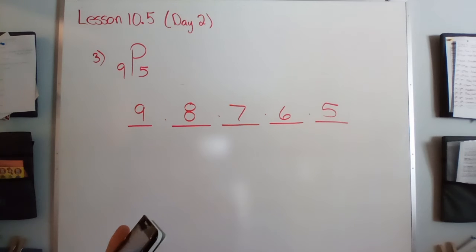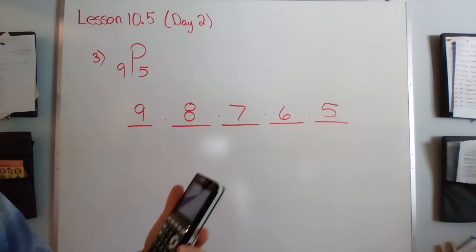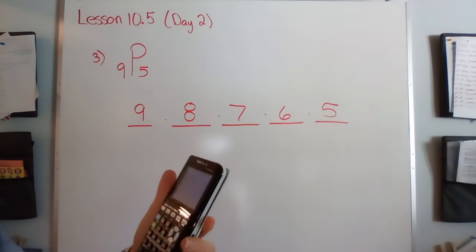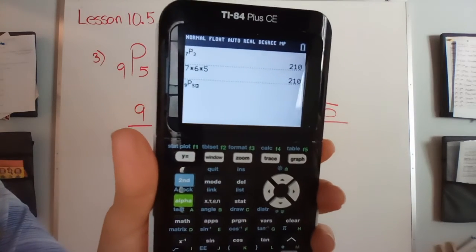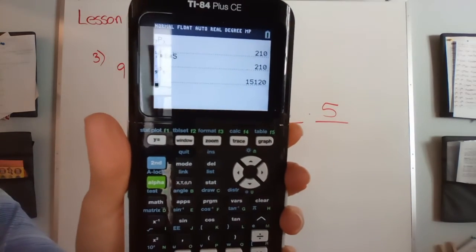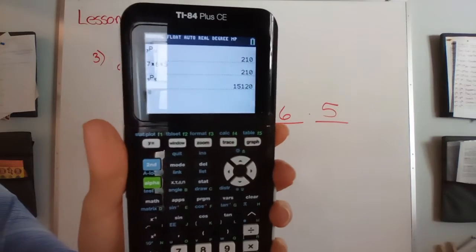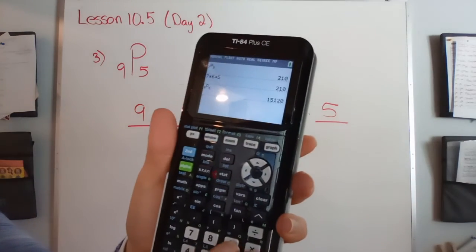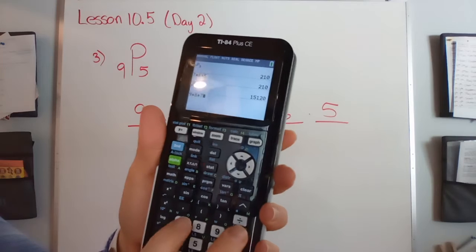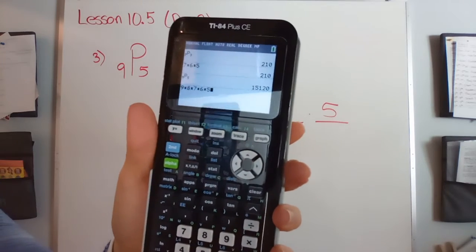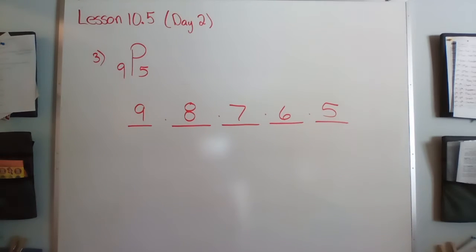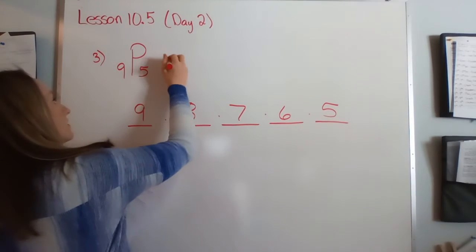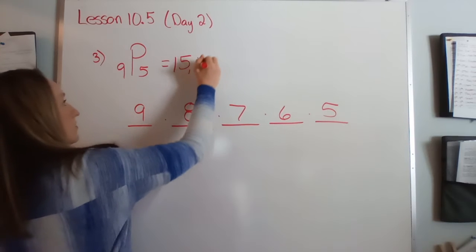Nine objects taken 5 at a time. Sorry for the glare. You should have 15,120, or just using the fundamental counting principle, 9 times 8 times 7 times 6 times 5, you get the same number, 15,120.